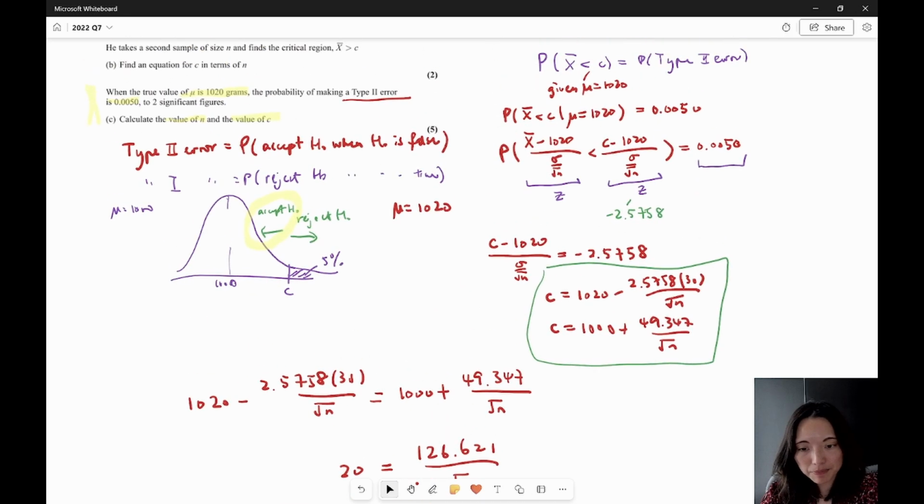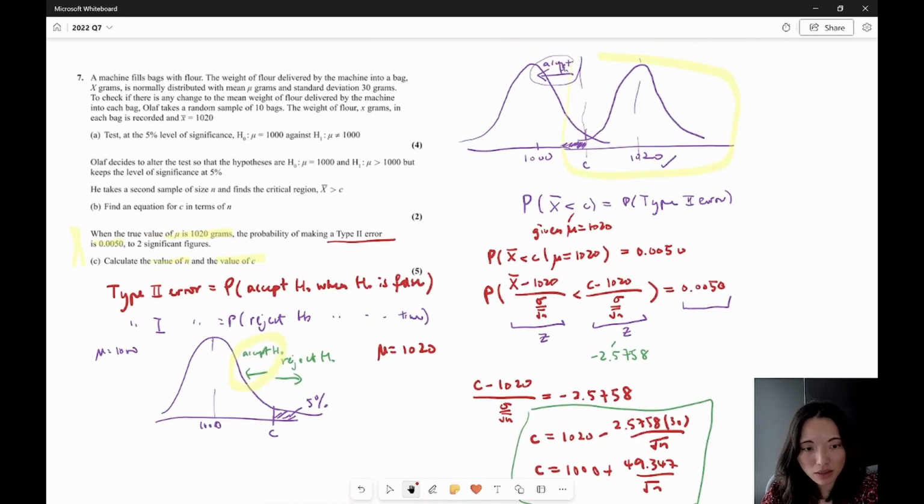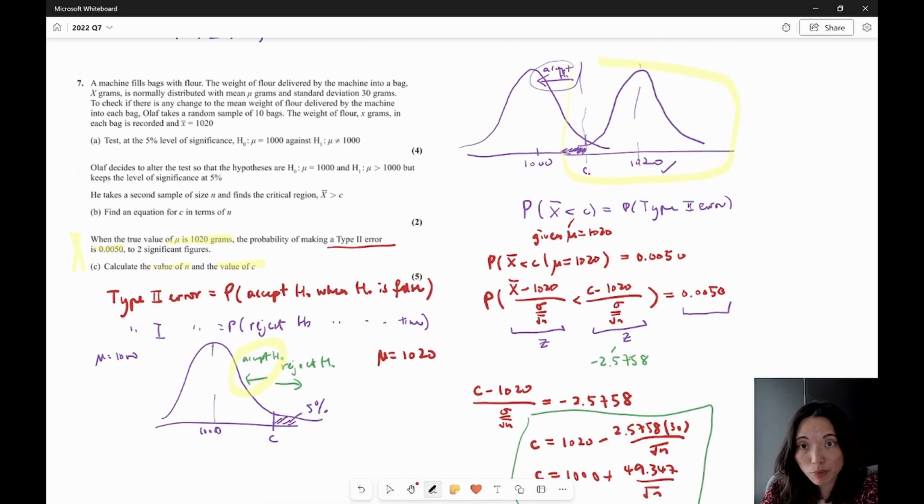And does that make sense? Let's take a look. So we want C to be between the value of 1000 and 1020. So if C equals 1007.8, that makes sense, because below 1007.8, we are accepting H0. We're saying that, well, it's okay, mu could be 1000, but H0 is actually false. The mu is 1020 rather than 1000.